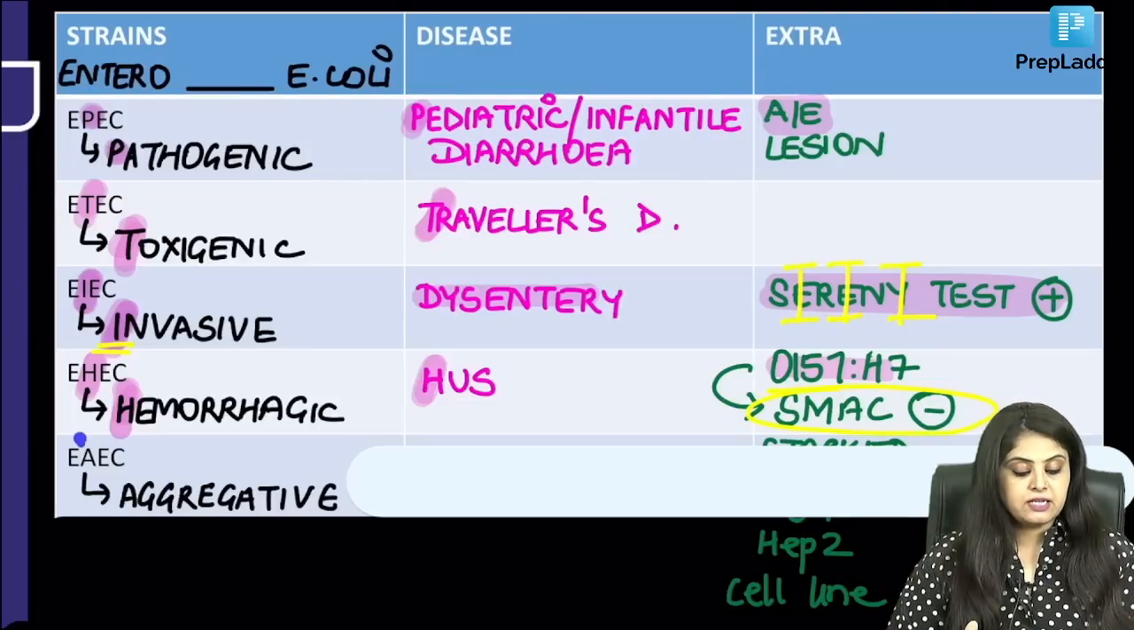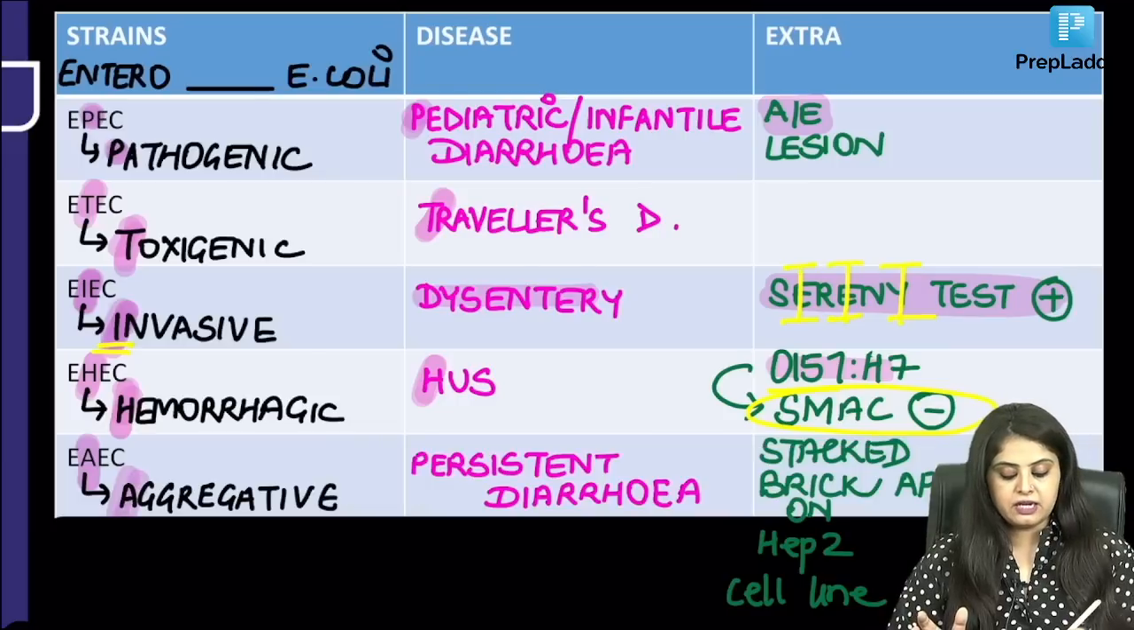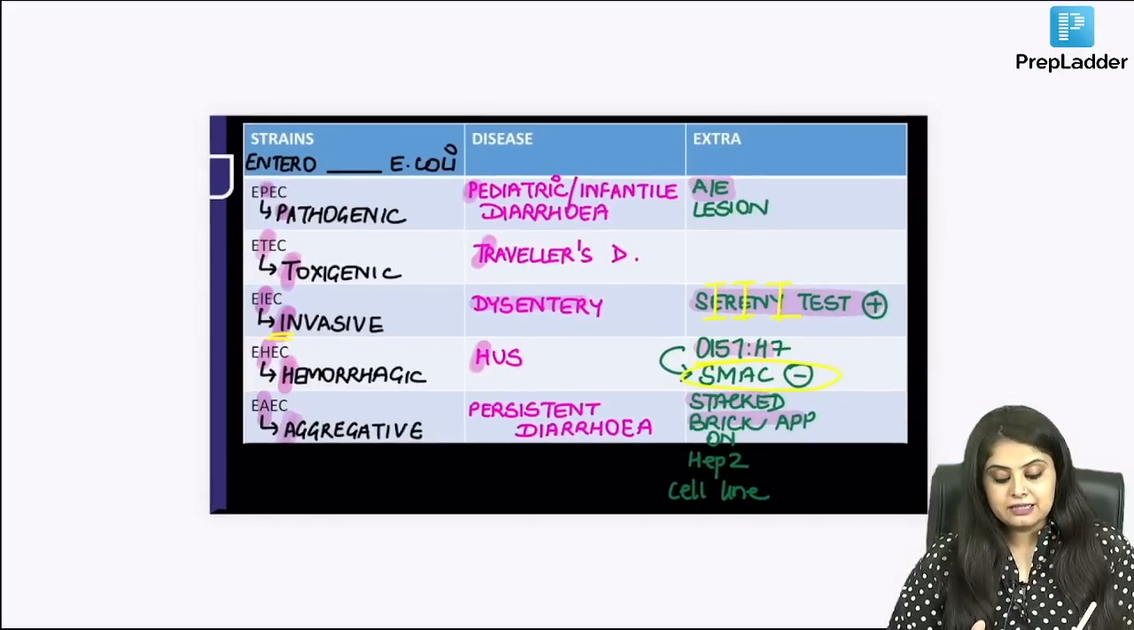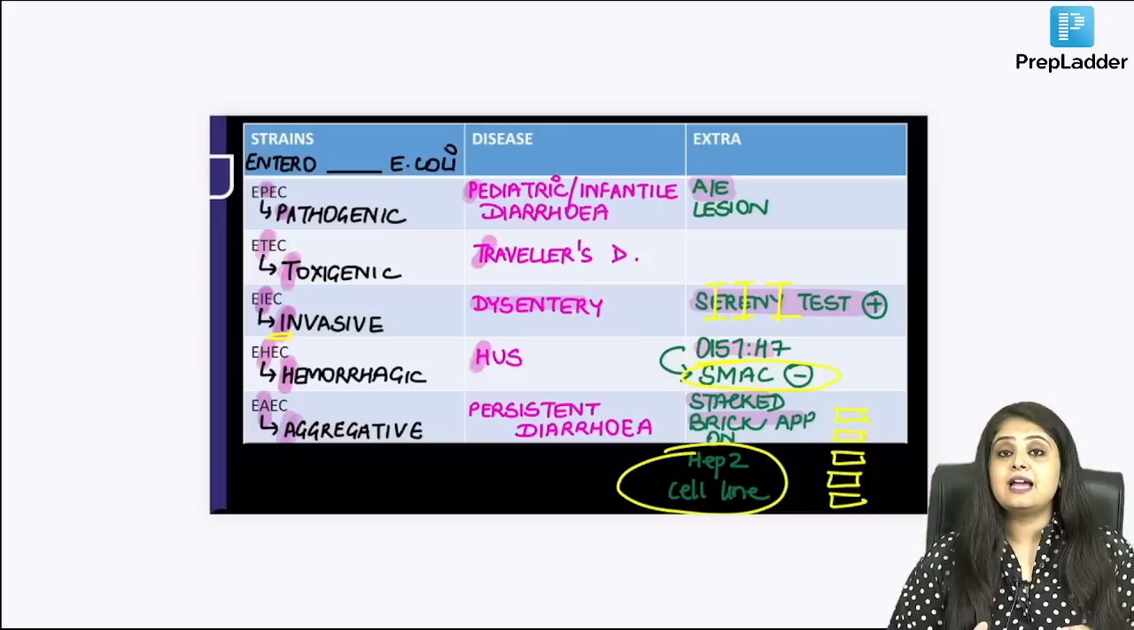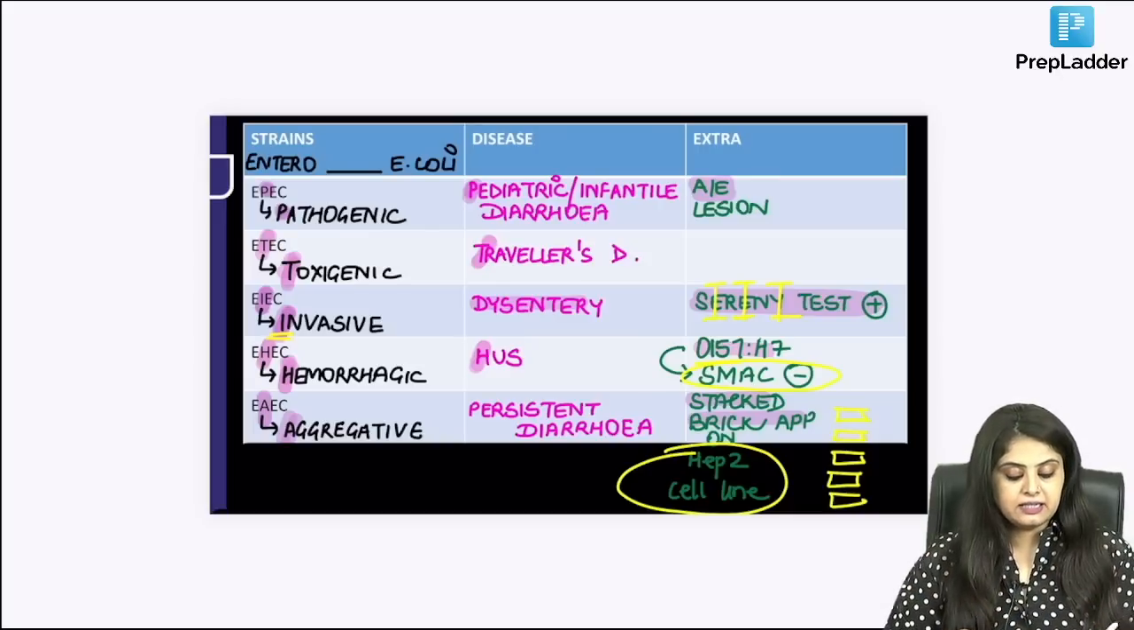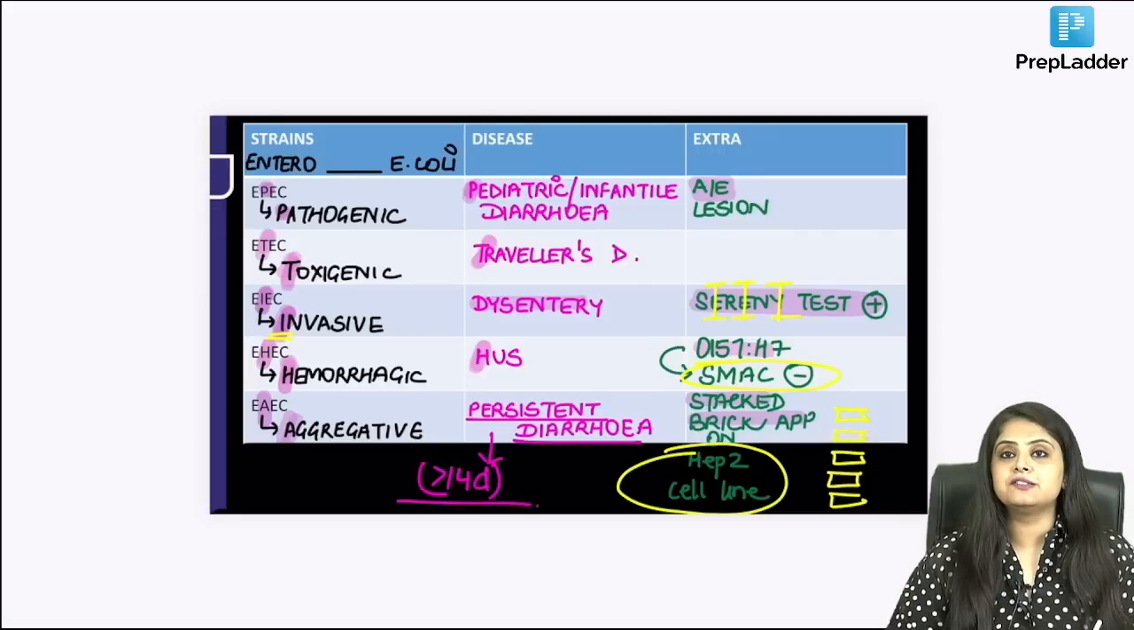Coming to the last one, entero A for aggregative. Now whenever the bacteria will aggregate, firstly under the microbiology, it will aggregate as if there are stacks of bricks one on top of each other. So that is referred to as the stacked brick appearance. The cells look stacked, and that stacking is seen on particular cell lines called Hep2 cell lines. And when they will stack, the kind of diarrhea that they will cause will be persistent diarrhea. What is the medicine definition of persistent diarrhea? Diarrhea lasting more than 14 days. Because they have aggregated, they are resulting in persistent diarrhea.